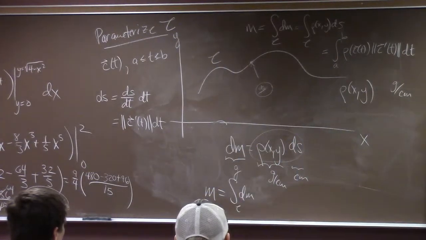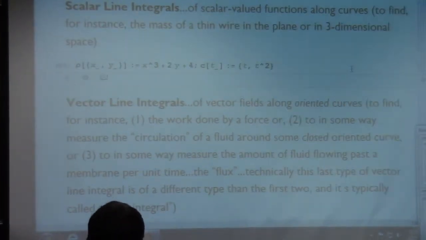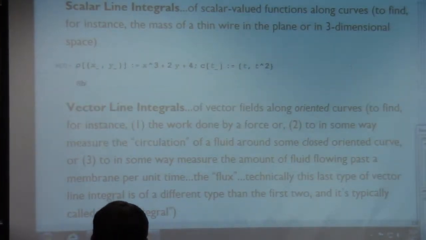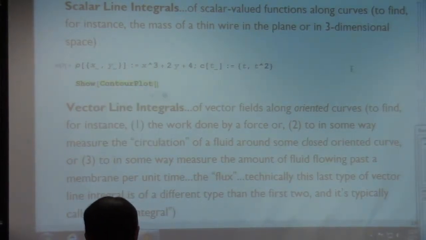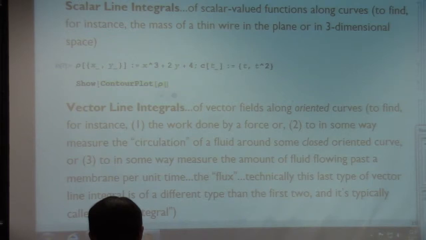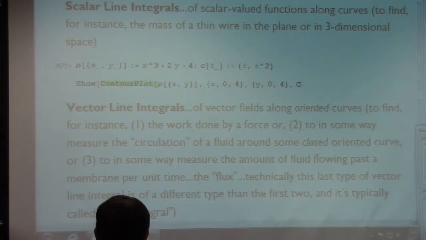So here I have an example. Let's also make a plot of this. Contour plot of rho. Contours, let's do a lot of contours. Let's do 100 contours.